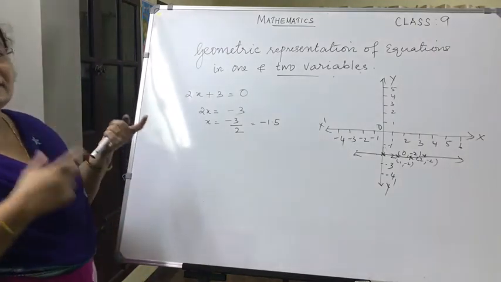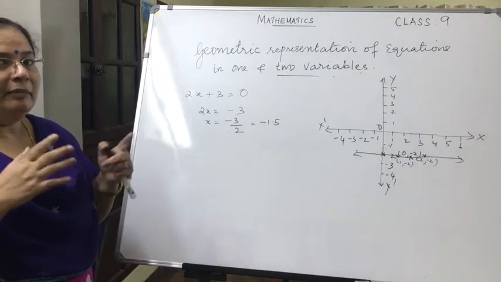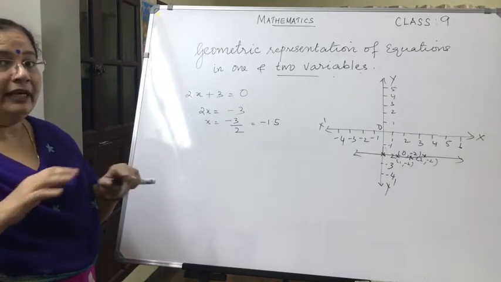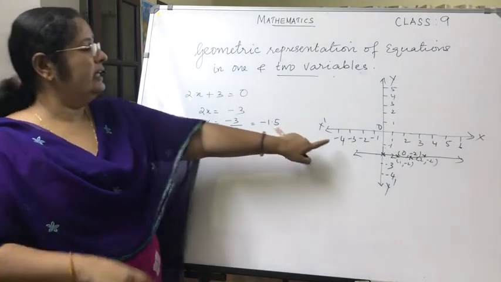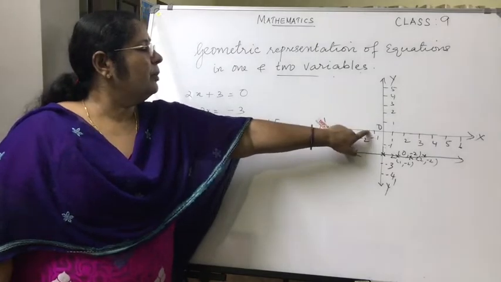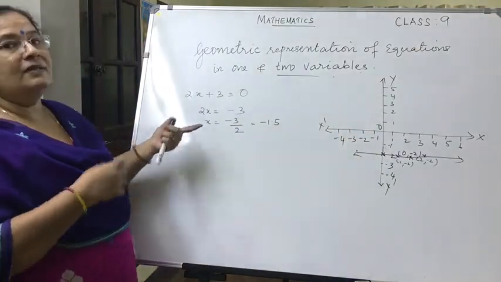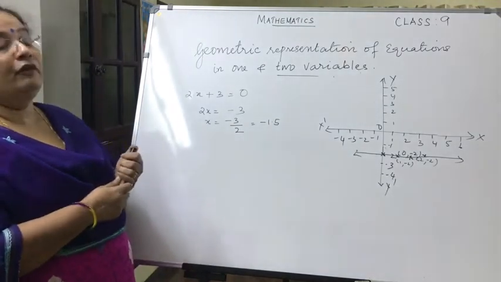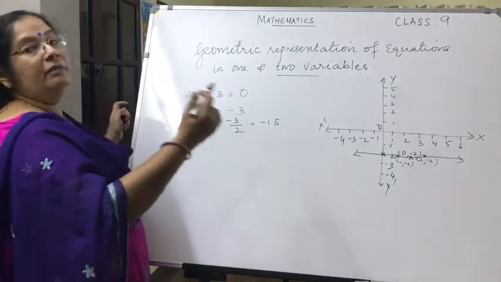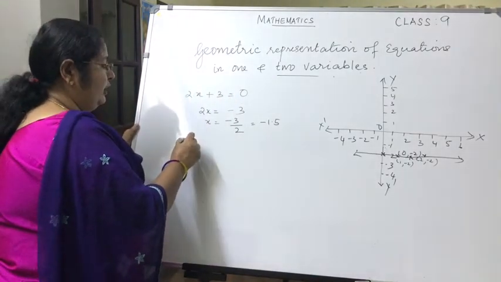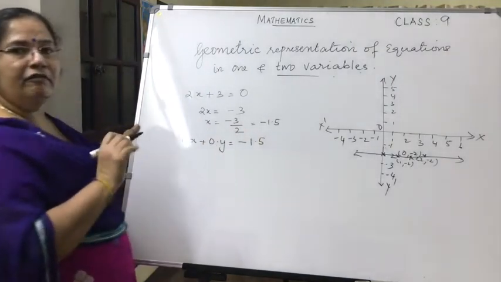Now how will you represent this in one variable geometric representation? That will be on the number line. Which number line will you take? Horizontal number line, on the negative x-axis, minus 1.5, somewhere here. Only horizontal will be taken. Now suppose this is to be done in two variables. How will you write this? This is actually 1 into x equals minus 1.5. So in two variables, this will be 1 into x plus 0 into y is minus 1.5.